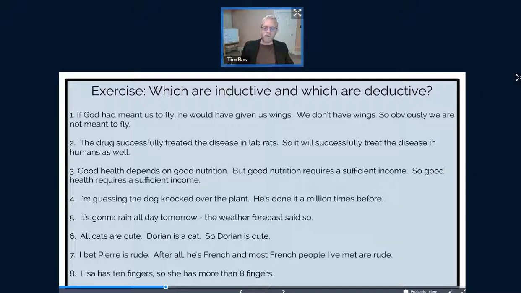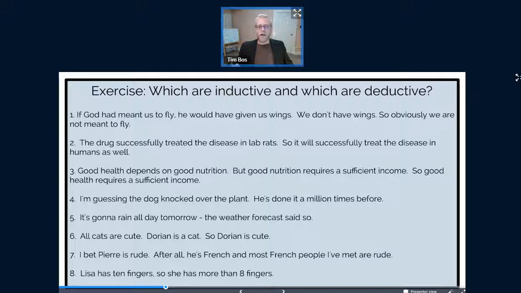I mean, given what we mean by 10 and 8, this is what you'd call in philosophy an analytic truth, right? Of course, yeah, that 10 automatically means more than 8. So if anyone has 10 fingers, they must have more than 8 fingers, right? That's just what the words mean. So yes, that would be a deductive argument as well, because if the premise is true, if Lisa has 10 fingers, then the conclusion must be true. She's got more than 8 fingers, because 10 is more than 8.